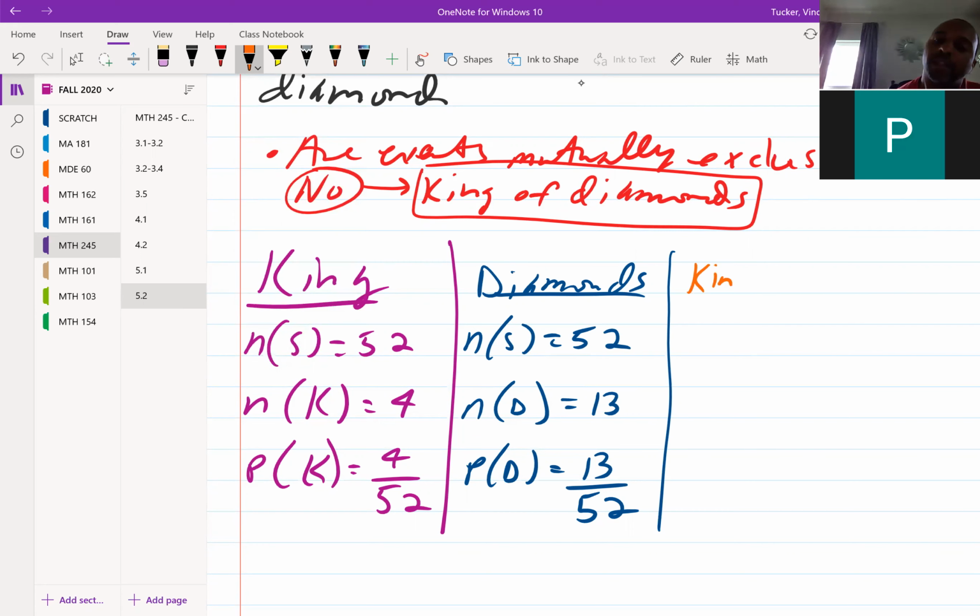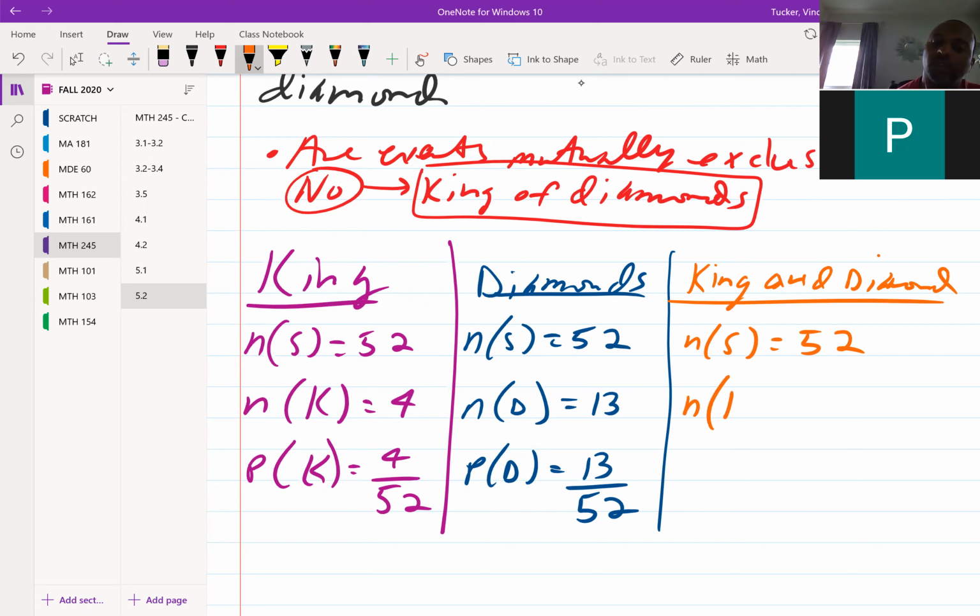Then we're talking about being a king and being a diamond. Number of king of diamonds would just be 1. There's only 1 king of diamonds. So the probability of getting a king and a diamond is 1 out of 52. Any problems with any of those numbers before we calculate with them?